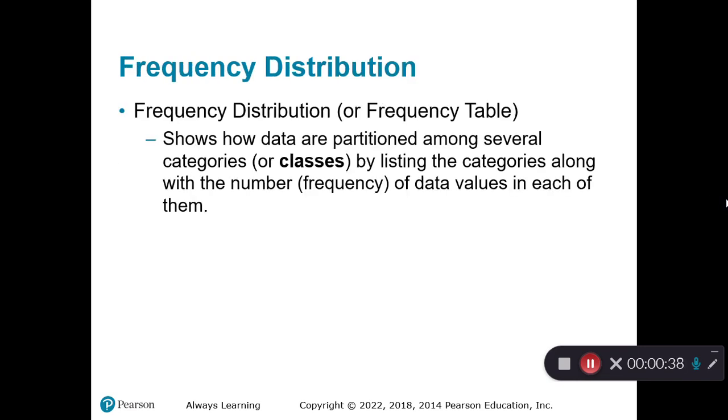In a frequency distribution, our data values are typically numerical in nature. So we have values that are numbers, and we put these numbers into different groups or categories called classes. Classes are simply a collection of values. Think of it as a small range of values.